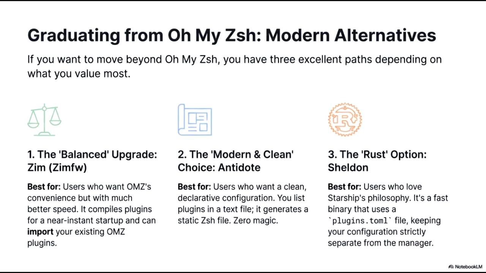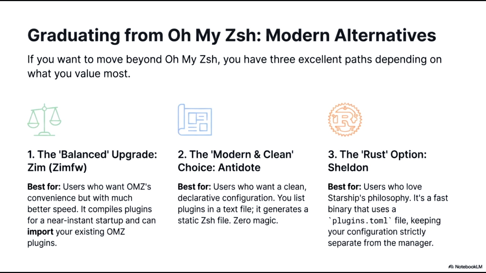Second is Antidote, the modern and clean choice. This is best for users who prefer a declarative configuration. You simply list your plugins in a text file, and Antidote generates a static ZSH file to handle the rest. It is a zero-magic approach that keeps your setup transparent and efficient.